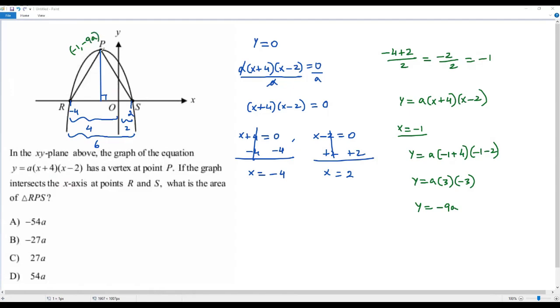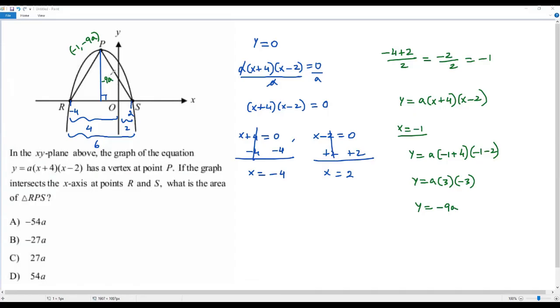As I said earlier, since the vertex is on the positive side of the y-axis, whatever y coordinate we get at the vertex can be considered the length of this vertical line segment, that is the height of the triangle. So the height of the triangle is negative 9a.